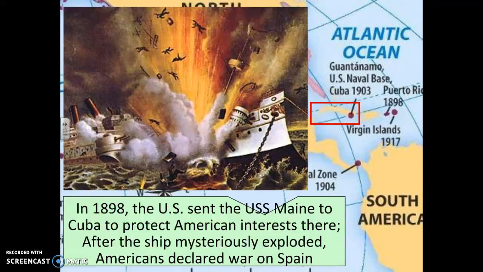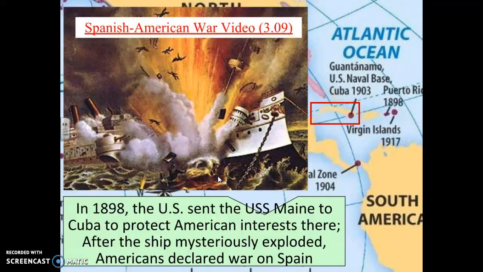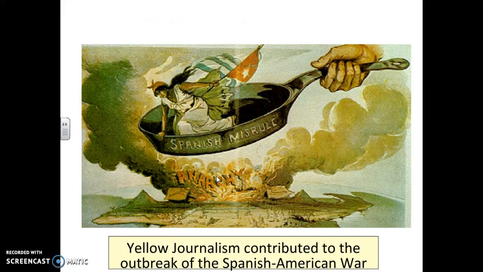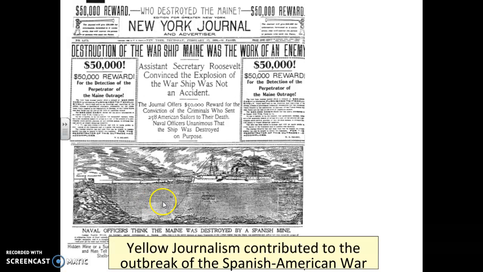And this is going to cause the Americans to declare war on Spain. Now, looking back, we know that this was not the case, that more than likely a barrel of gunpowder or something went off that caused the destruction of the ship, but it was not the Spanish. So this yellow journalism is going to contribute to the outbreak of the Spanish-American War. And you can see here in the example of the newspaper, destruction of the warship, the Maine was sunk by the work of an enemy. And it's going to cause the United States to declare war on the Spanish.